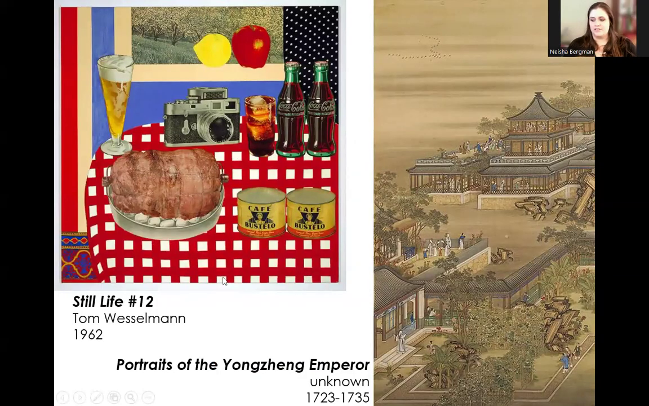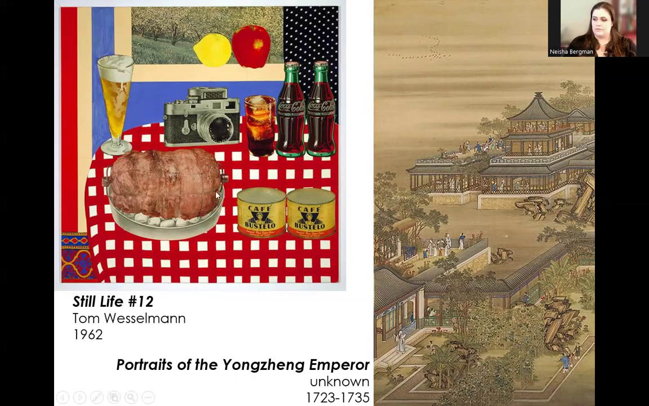Now, this is a collage. This is Still Life number 12. Let's talk about art titles again. By Tom Wesselmann. And what he would do is he would have a painted background, and then he would raid ads at the time, newspapers and magazine ads, and he'd cut out parts and pieces and he would arrange them into little sceneries.